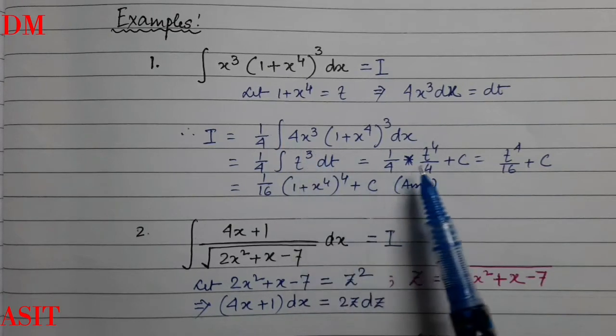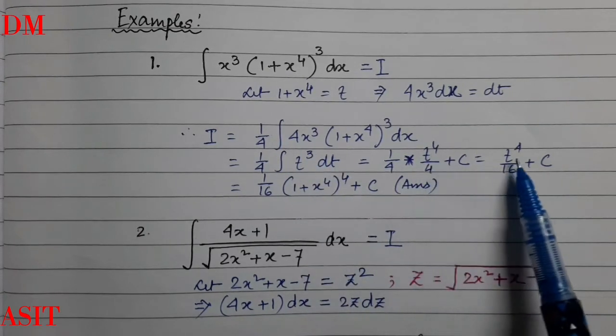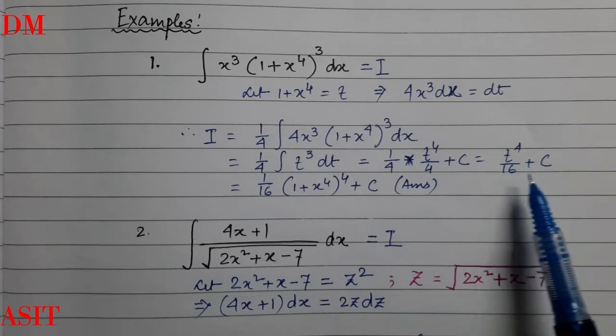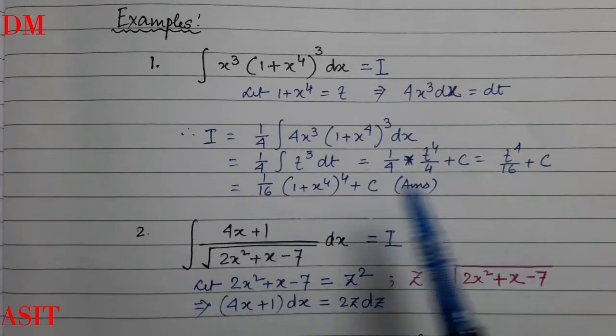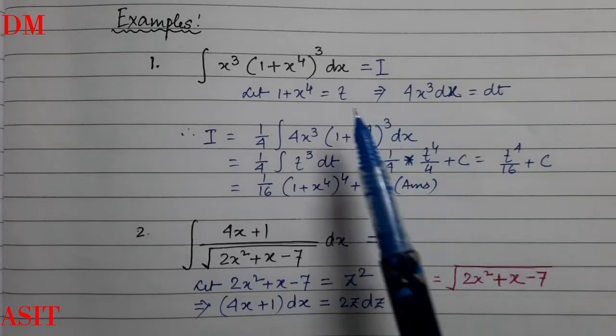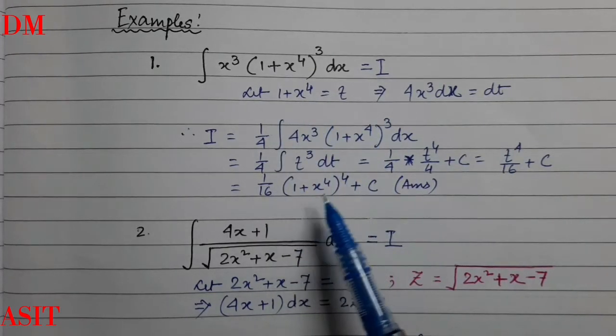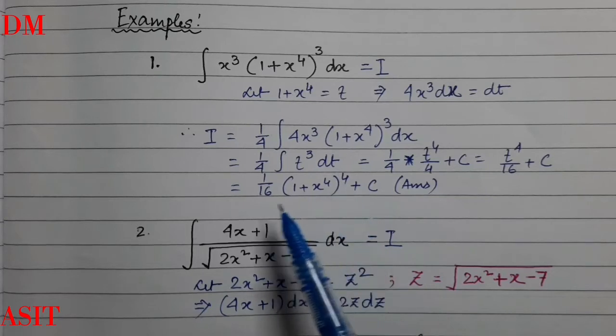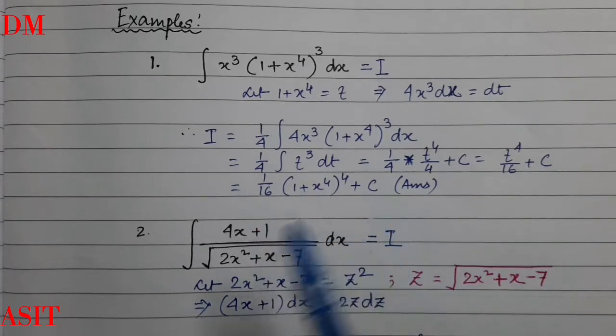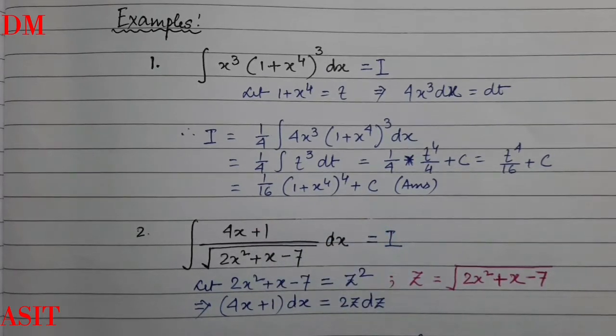Now a simple integration. The integration is t to the power 4 by 4, so it will be t to the power 4 by 16 plus c. At the end just replace t, so that will be (1 plus x to the power 4) whole to the power 4 by 16 plus c. This was the first example, which is very simple.